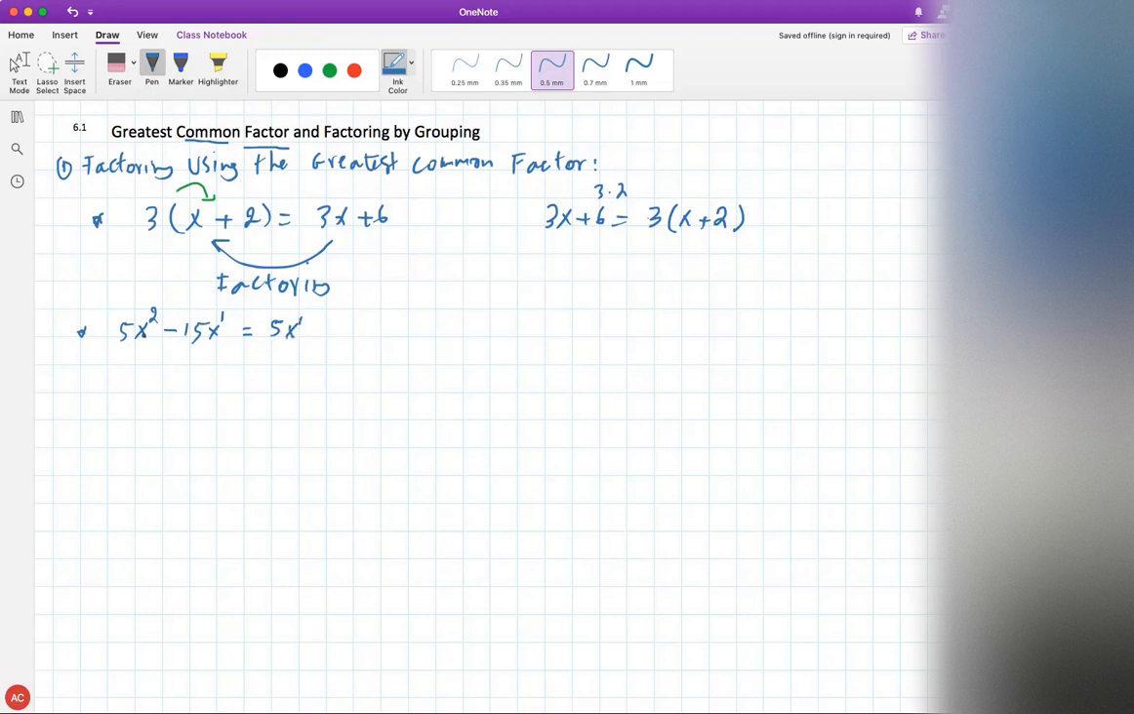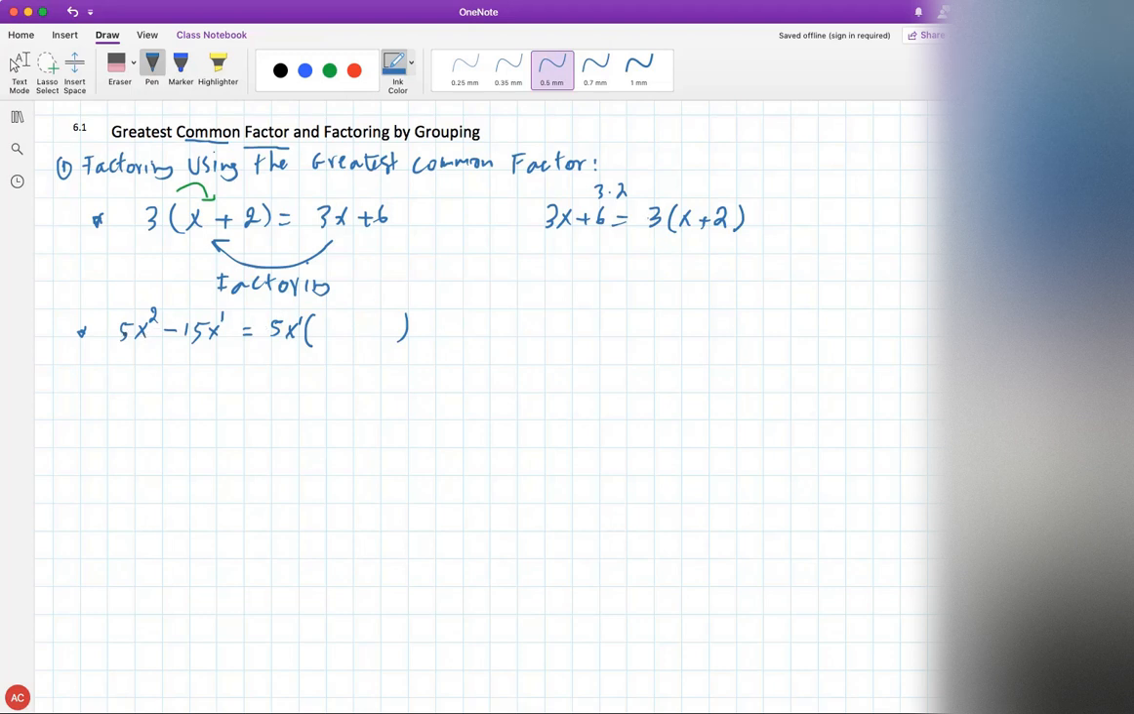That's it, nothing else is common, so 5 and x are common. Again, once you find your common factor, you open the parentheses. x minus 3. So we open the parentheses, and basically again, just remove the 5x from both of these because we moved it to the front.